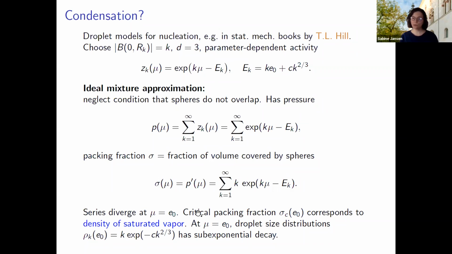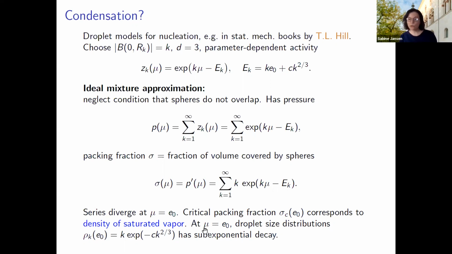At mu equal to E0, for this concrete choice of e's, this series here is finite, and it is interpreted, or it is analogous in real models, as something like the density of saturated vapor. And this kind of relation maybe reminds some of you of the kind of computation that you do for the ideal Bose gas, where the summation over k corresponds to summation over cycle length.